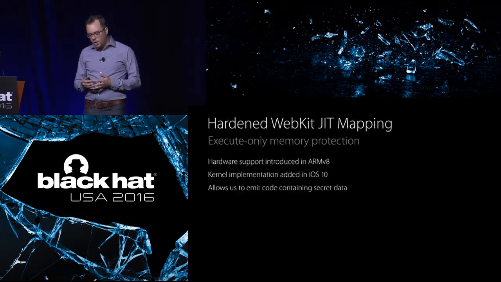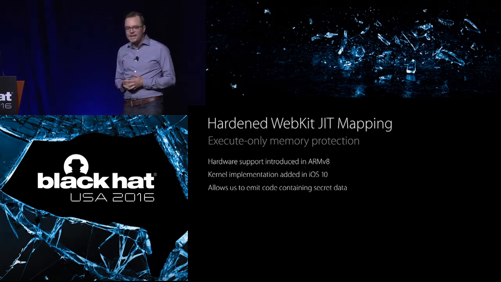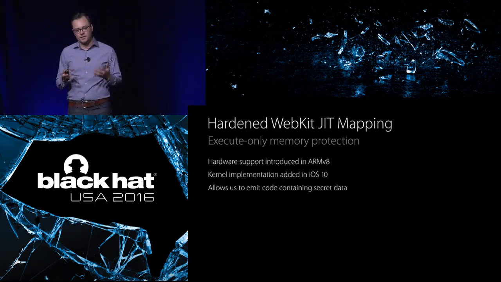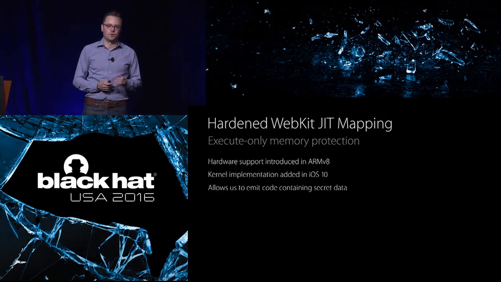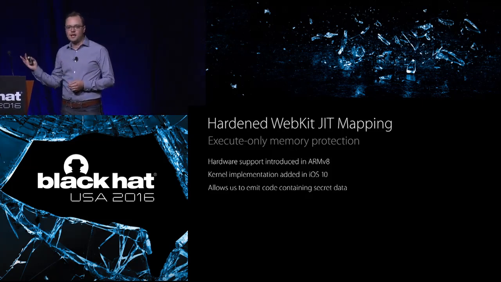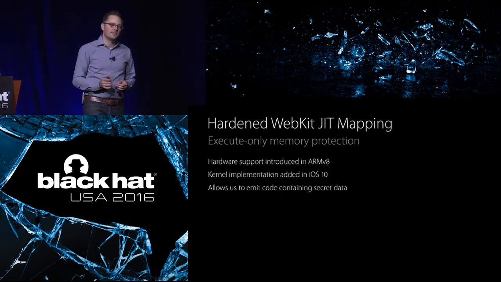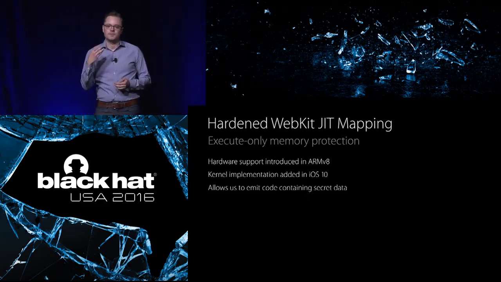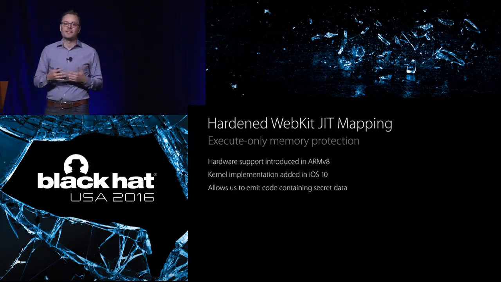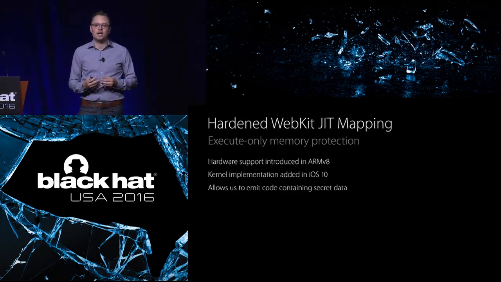On ARM processors, it used to be the case that the read bit for memory page protections was implicit. Every page was readable. But in ARM v8, that changed. They actually introduced support for execute-only memory. And we built the software side of this in the iOS 10 kernel. So what this lets us do is pretty interesting. We can now emit secret data into a page that the processor can execute, but the process itself cannot read.